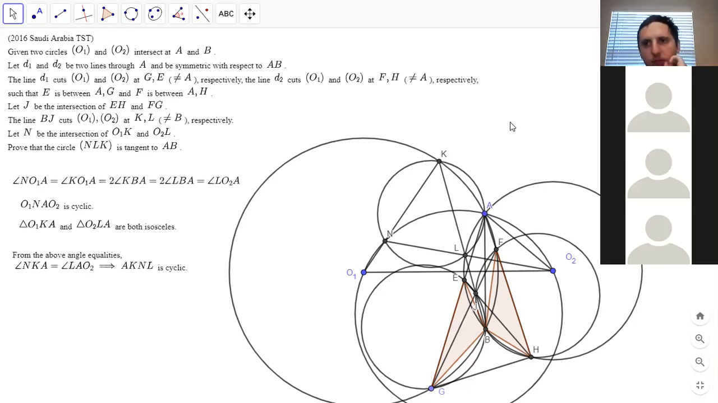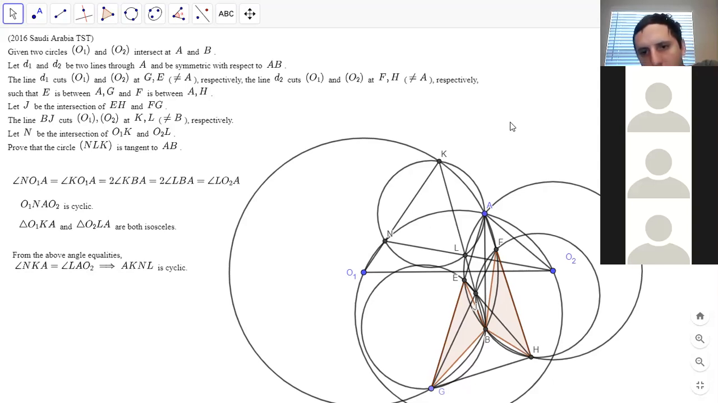We have angle HAK is equal to angle EHA, and also angle EHA is equal to angle EBA. Okay. So we have angle EBA is equal to angle HAK. Then we have, so apparently we need to prove that BAK is equal to ANK, right?